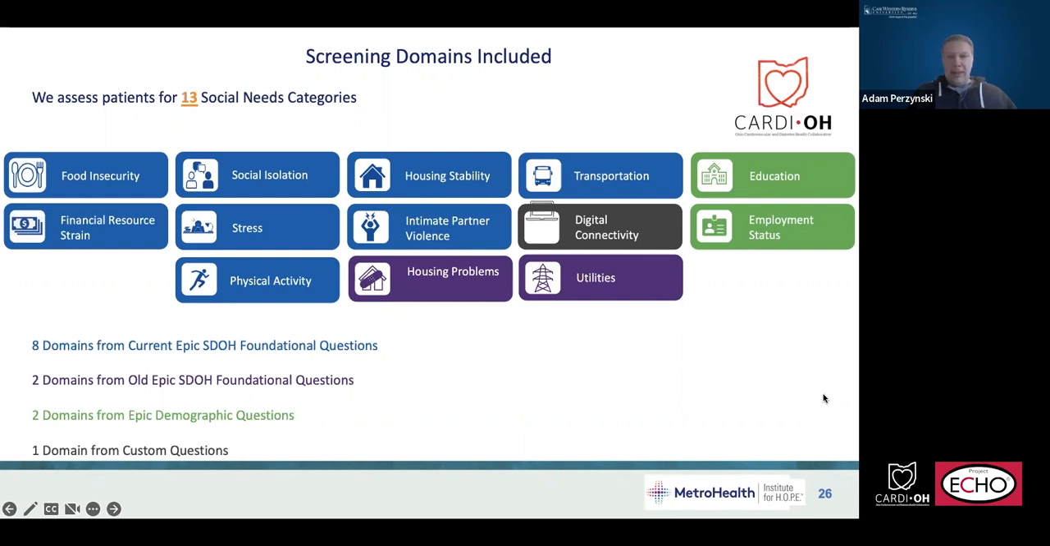Some of you might not be asking the digital connectivity question. That was one that I lobbied for, but couldn't get nationally, but I did manage to get the lovely informaticists at MetroHealth to add it to our system.